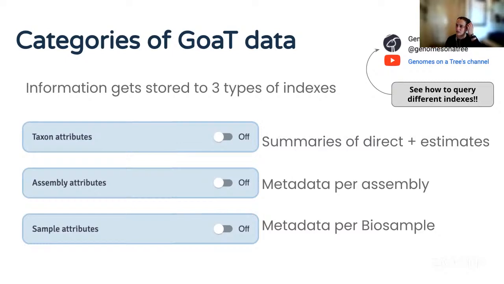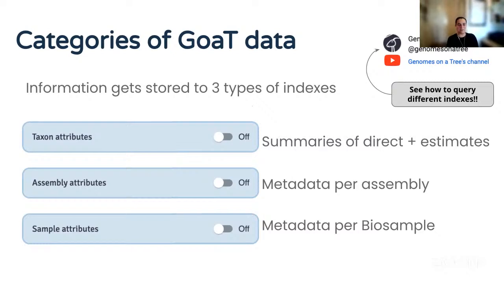So this is all features that we are starting to implement now, and we'll be investing a lot in the user experience and feedback. So please contact us if you have anything to say about GoaT, good or bad, doesn't matter. But yeah, so GoaT has 3 categories of data.